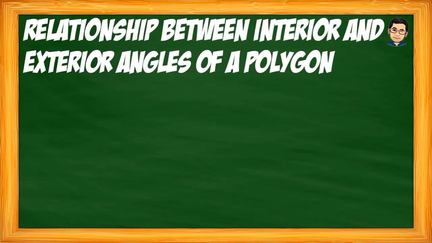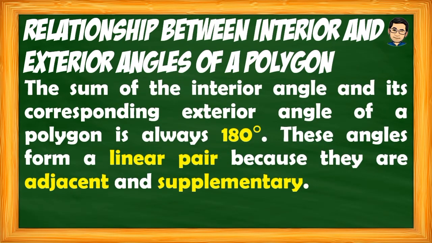What about the relationship between interior and exterior angles of a polygon? So, nasabi ko na po kanina yung relationship ng exterior at interior angle. So, ulitin lang natin sila. The sum of the interior angle and its corresponding exterior angle of a polygon is always 180 degrees. Why? Because these angles form a linear pair because they are adjacent and supplementary. So, nagpo-form po ng linear pair. Magkatabi, magkadikit po yung angles at the same time, 180 degrees po yung sum. That is why, supplementary sila.